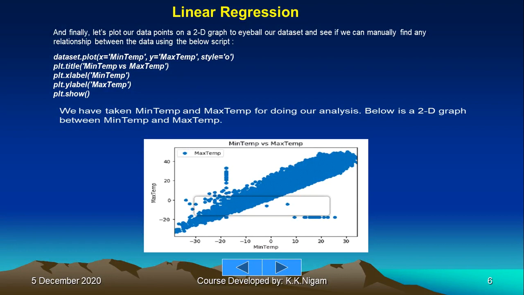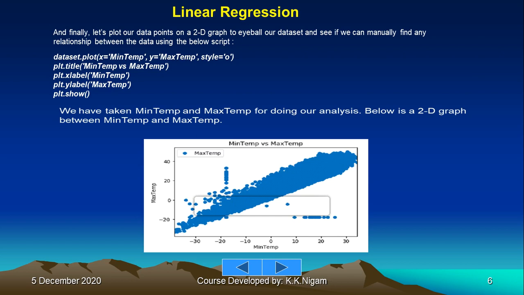And next, we can also plot our data points on a 2D graph to eyeball our data set and see if we can manually find any relationship between the data using the below script. So we can write this kind of a script: dataset.plot, x is equal to MinTemp, y is equal to MaxTemp, style is equal to 'o'. Then plt.title, Min temp versus Max temp. The x label is MinTemp, that is the x axis, the y label is MaxTemp, and when you write plt.show, this kind of a graph will be shown on your screen.